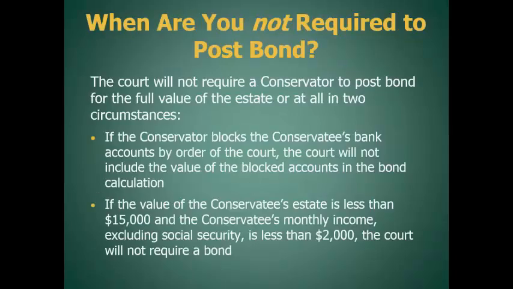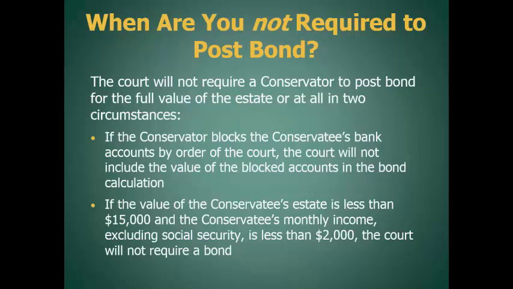There are two circumstances in which the court will allow you to post a bond for less than the value of the conservatee's estate or forego the bond requirement altogether. First, if you block the conservatee's accounts by order of the court, which means the accounts can only be accessed by court order, you will only be required to post a bond for the amount of income and assets that are not blocked. The bond calculation will not need to include the amount of the accounts that are blocked, but everything else, including the bond recovery cost for the assets besides the blocked account, must be fully bonded.